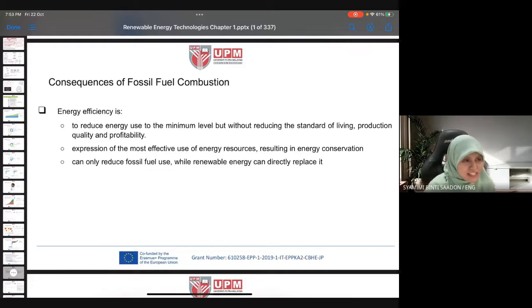Okay. So energy efficiency doesn't mean only higher efficiency. Okay, so we have to look into different factors: costing, budget, economy, society impact. Okay, and then expression of the most effective use of energy resource resulting in energy conservation. Most effective use, right? Just now, energy efficiency, to use wisely, more efficiently, can only reduce fossil fuel use, while renewable energy can directly replace it. So we turn our focus to renewable energy source methods. Okay.